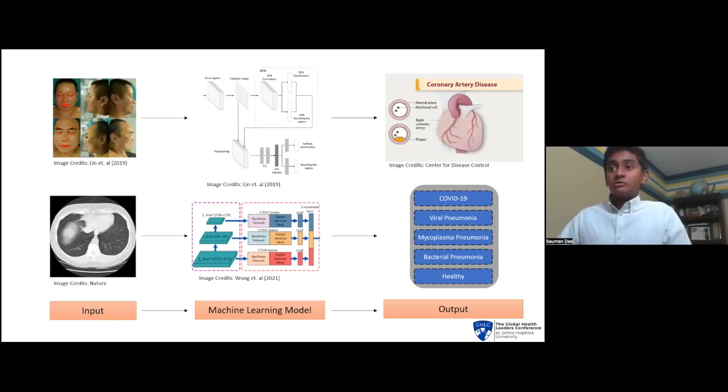As shown in the first diagram, researchers have figured out how to diagnose coronary artery disease, given different images of a patient's face. The machine learning model is automatically able to identify certain symptoms from patients that correlate with the disease. The next diagram outlines research that was able to identify COVID-19 along with other lung diseases directly from a CT scan using a different machine learning model. So in most research, we observe the common pipeline, which starts with an image as the input to a machine learning model, which then produces an output, which is often a disease diagnosis in the medical industry.